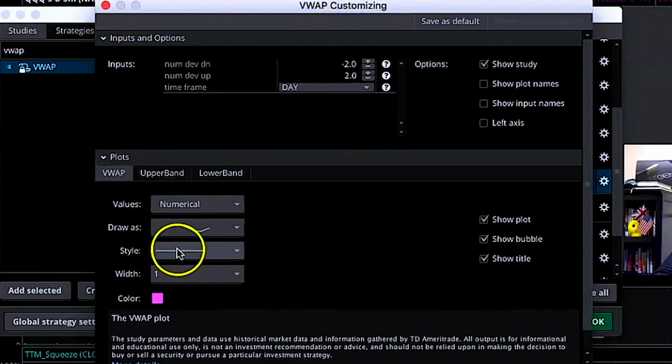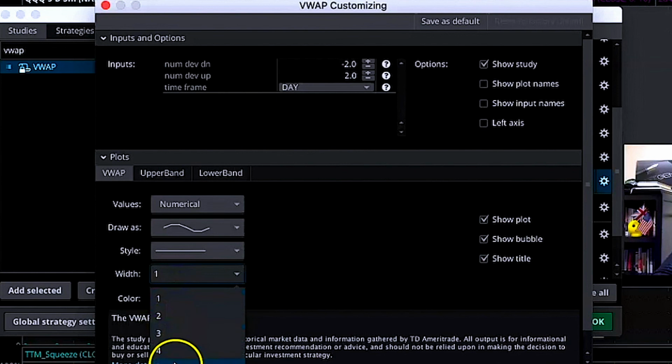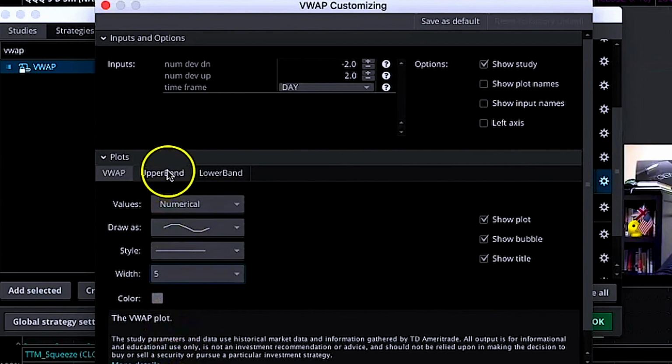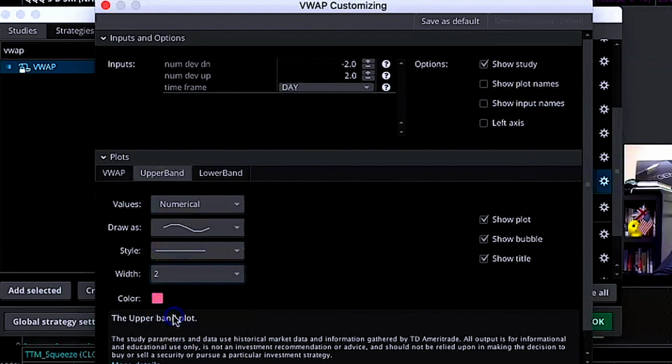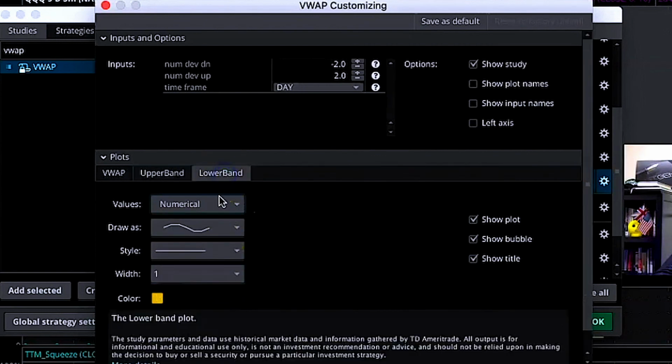For the actual VWAP line, I made mine gray, so you can make yours whichever color you want. The thickness of the line, I like to make it 5. Then I go to the upper bands and make it 2 or 3, depending on what you want. Let me keep it at 3 for the sake of explanation.